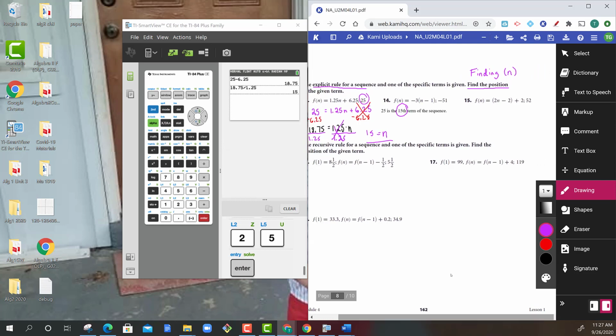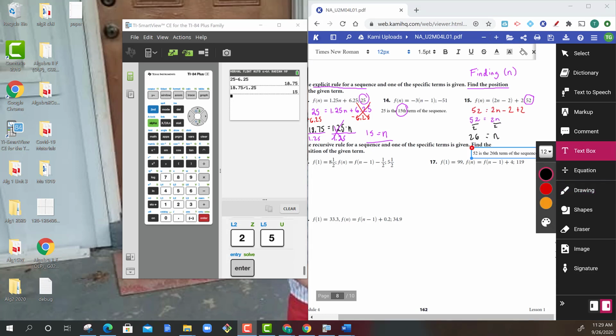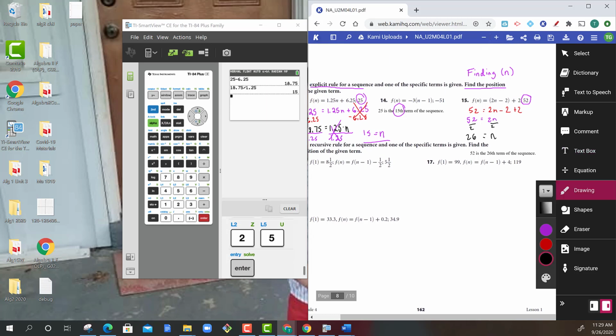Go and pause the video and try to figure out what position term 52 is. I'll show you the answer here in about 5 seconds. A lot of different ways to end up solving this one, but what I noticed, I dropped the parentheses because there was nothing to distribute in this problem, and I noticed the -2 and the +2 are on the same side, and they'll just cancel each other out. So I just divided both sides by 2, and here's my answer. 52 is the 26th term of this sequence.